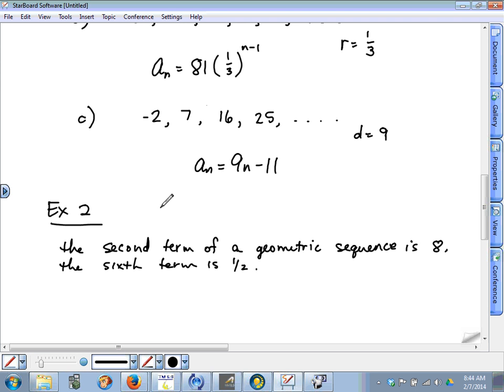The second term of a geometric sequence is 8. The sixth term is 1/2. Oh man, this is a tricky one. Find the nth term. We did one like this last time with arithmetic sequences. The same principles apply for the most part.